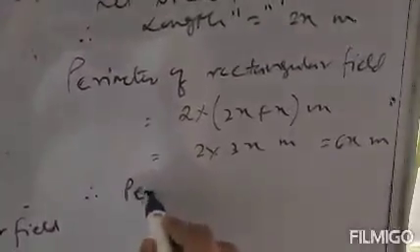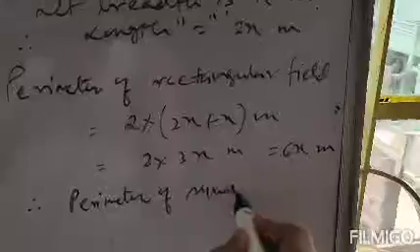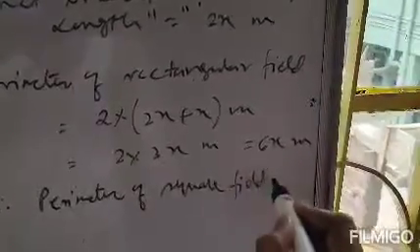Clear? Therefore we will write perimeter of square field equals 6x meter. Now what is the perimeter of the square? The formula is 4 into side. What is the formula of perimeter of a square? Its formula is 4 into side.